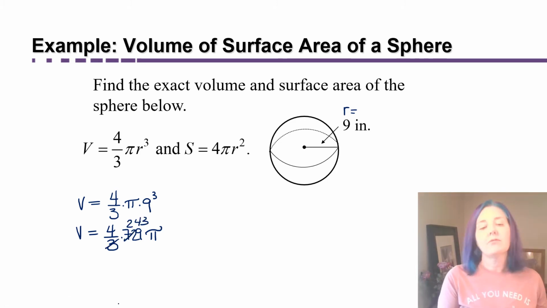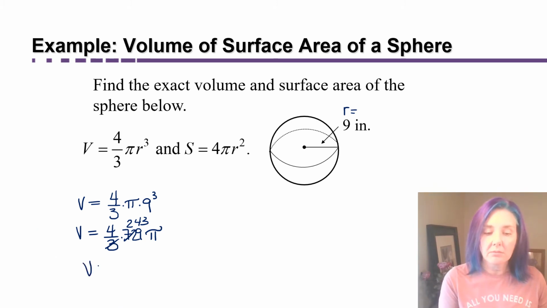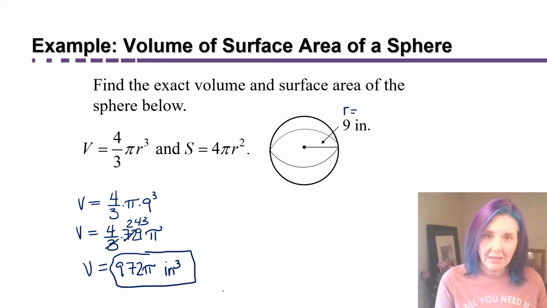Thinking of that as 4 times 243, we get volume equals 972 pi. And what are our units? They're going to be cubic inches. Because it's volume, it's always cubed. This would be the exact volume.